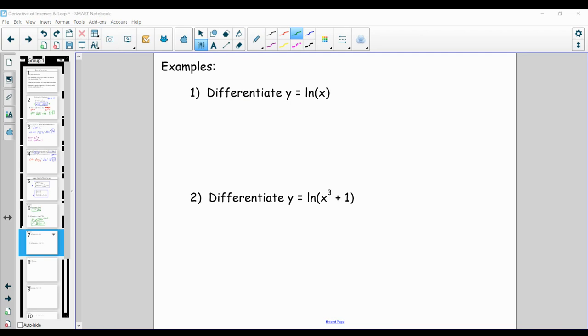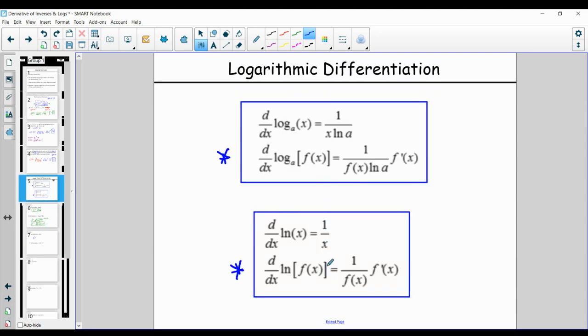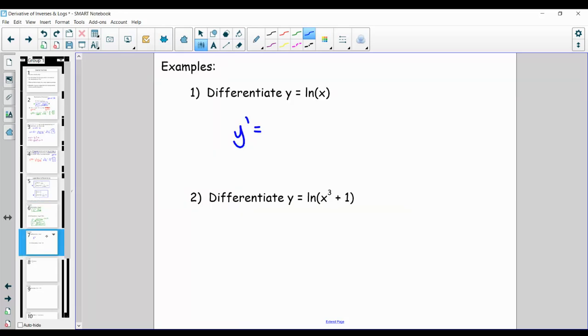So here we're going to look at the ln version. Okay, so the derivative of y equals ln of x, so y prime equals, since we have just this x here, again, let's go back to the two scenarios here. When it's plain old x, you're just going to have 1 over x. So our derivative would just be 1 over x.